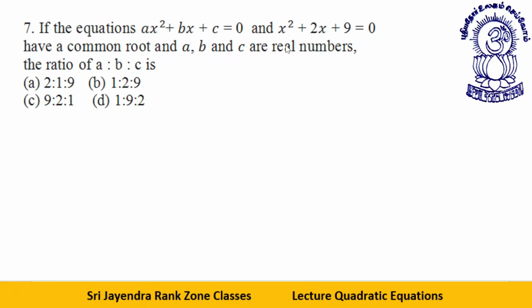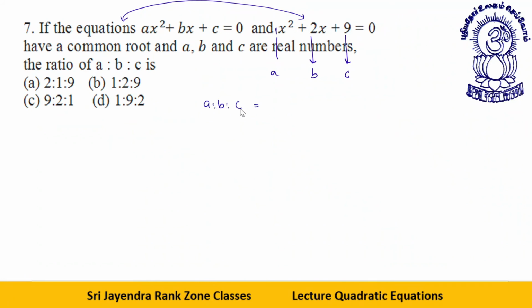See the difference. Here we have x square plus 2x plus 9 is equal to 0 and x square plus bx plus c is equal to 0. They are being told that they have one root in common. Why apply any logic? Just assume that this 1 is a, this 2 is b, and this c is 9. Even that way it will work.